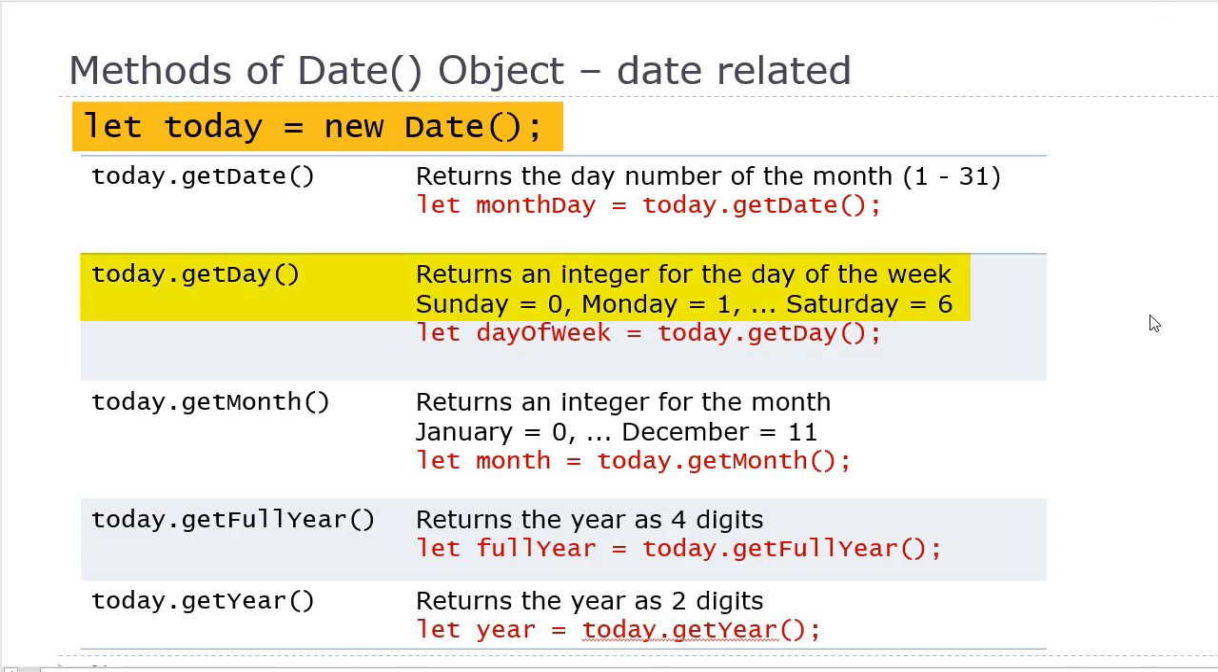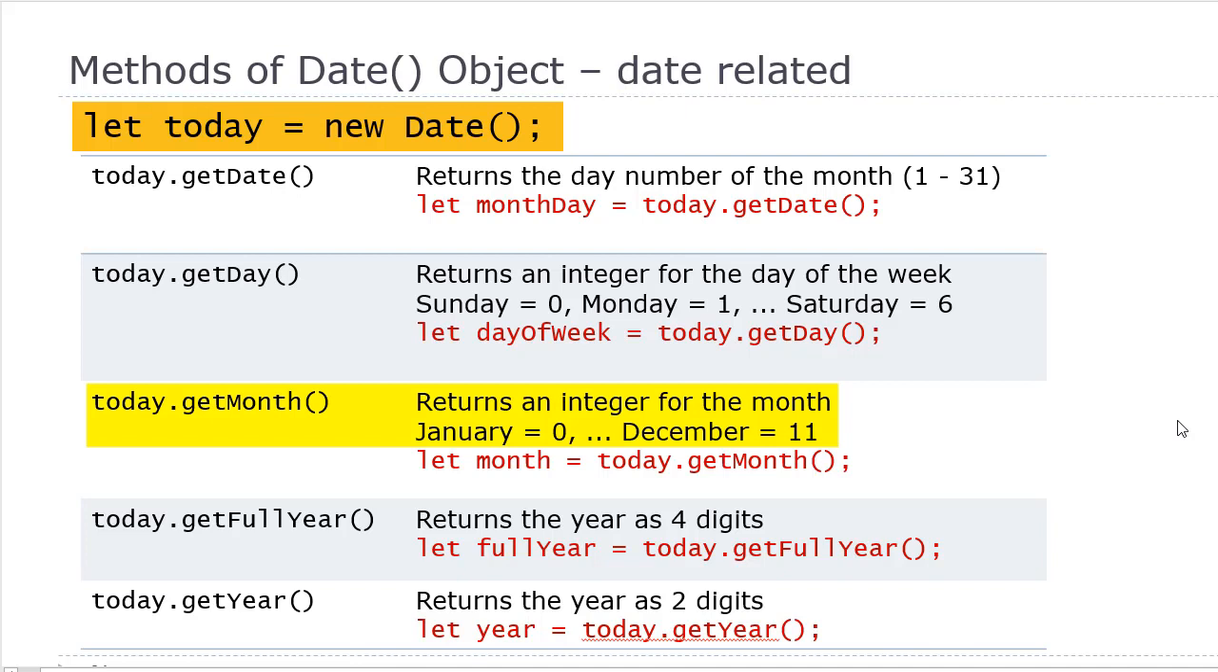Today.getDay returns an integer for the day of the week. It does not return the name. JavaScript represents the days of the week starting at 0 for Sunday up to 6 for Saturday. Again, we can access this method, today.getDay, and store that in a variable which will hold a numeric value from 0 to 6.